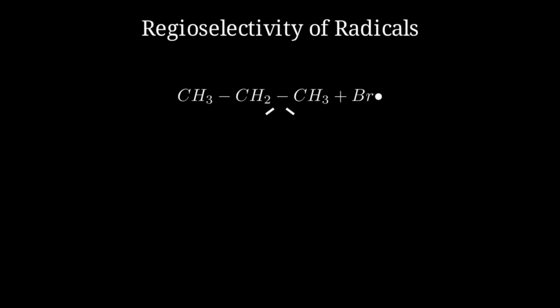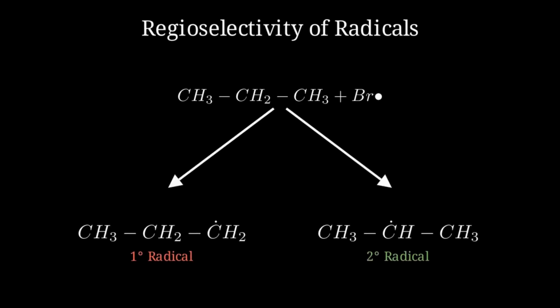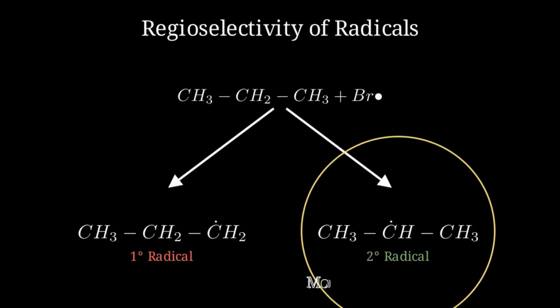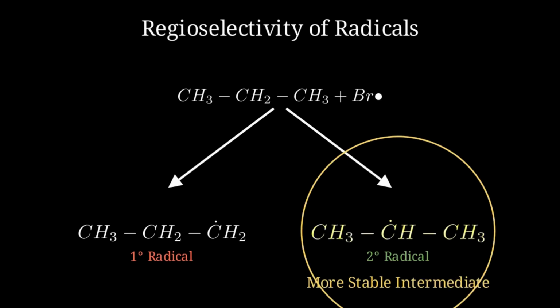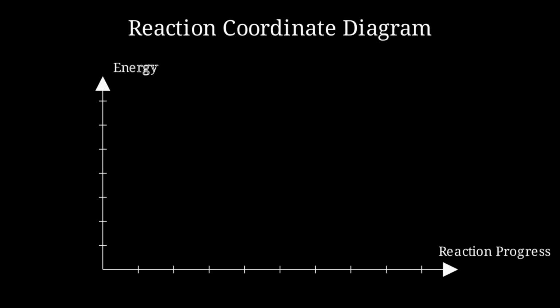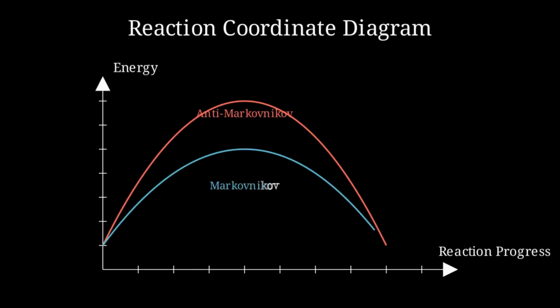The bromine radical adds to the terminal carbon because it results in a more stable secondary radical intermediate. This mirrors the stability logic seen in carbocations but results in different connectivity. By looking at the reaction coordinate, we see that the pathway involving the most stable intermediate, whether it's a carbocation or a radical, has a lower activation energy and is therefore favored.